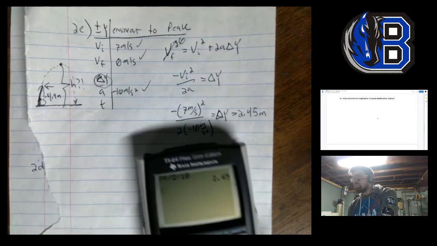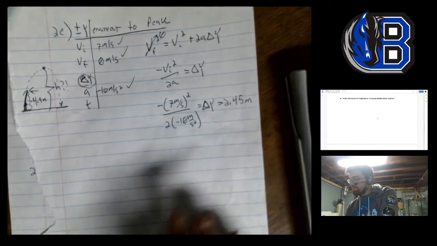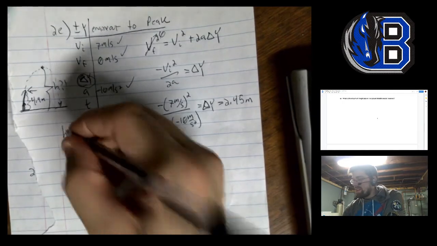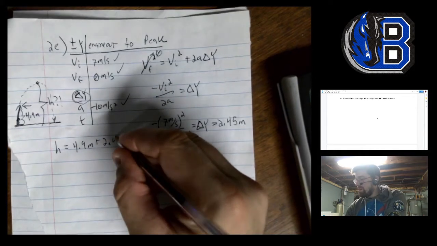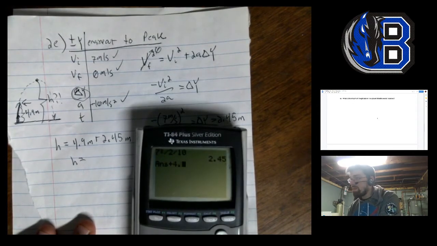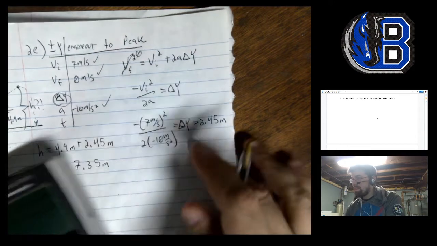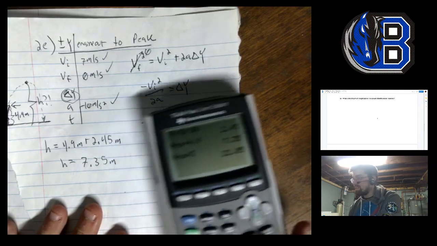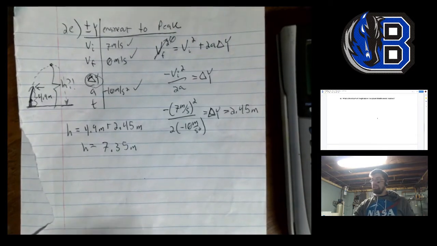Is this the highest, most screaming rocket in the world? No. But did we do the physics right? Yes. Are we going to just run with it? Yes. Our total height then is the 4.9 meters of powered flight plus the 2.45 meters we kept going, for a grand total of 7.35 meters, which is a little over 20 feet. Not the most screaming rocket. We wouldn't get it into the SpaceX fleet, but we got to practice some kinematics and forces.